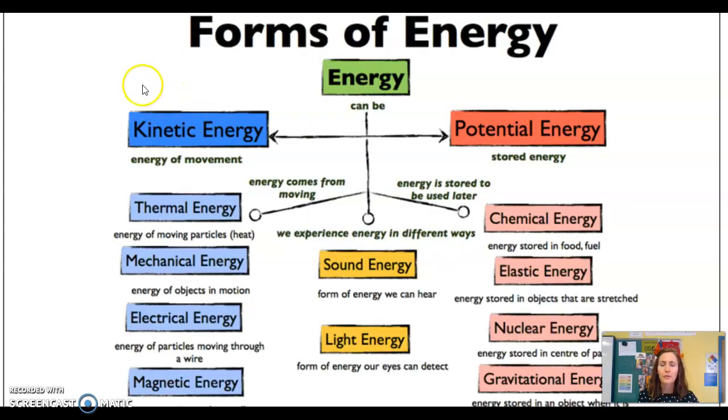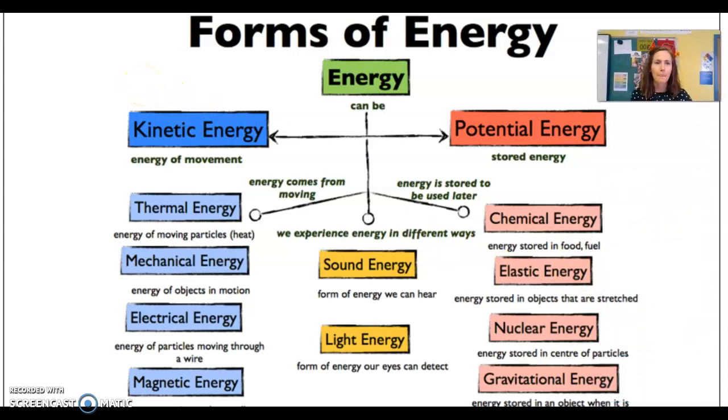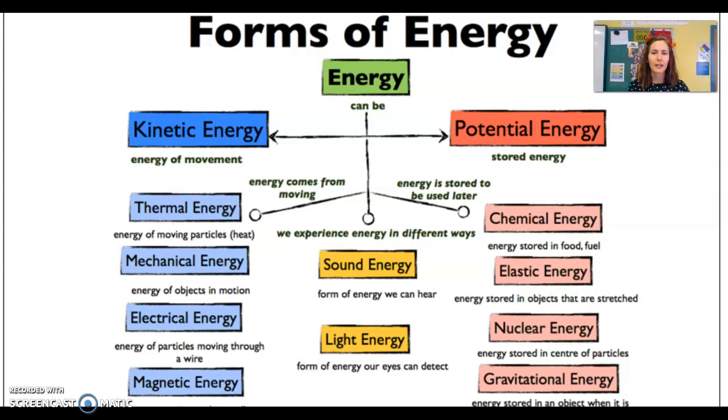Here are the forms of energy in a little schematic and how we can think about them. There's really 2 main types, kinetic and potential. Kinetic energy being that energy of motion, potential energy being that stored energy. Kinetic energy then can be broken down into thermal energy, mechanical, electrical, magnetic, and you can see what each of those are there below. Potential energy then can be chemical energy.